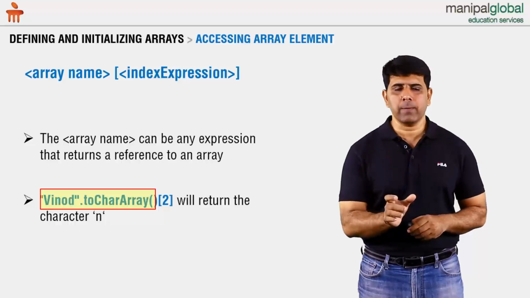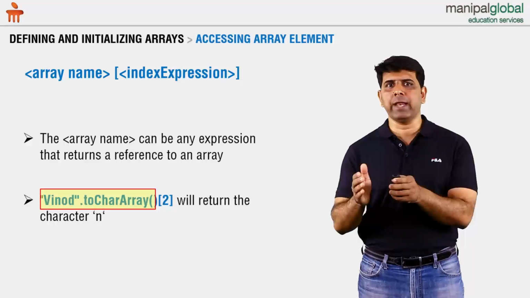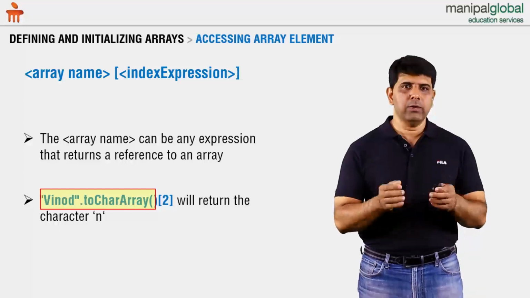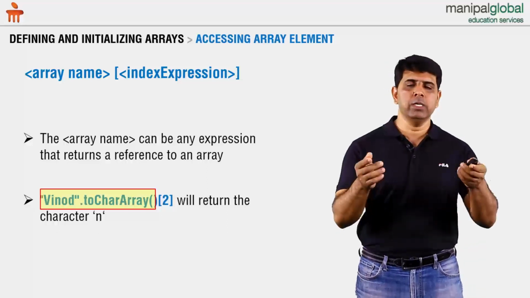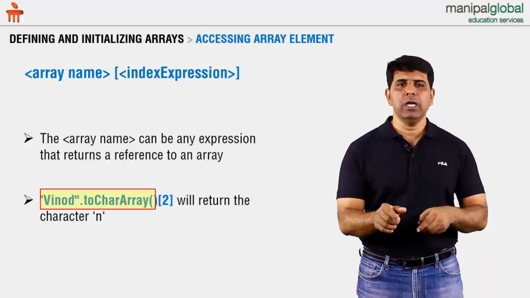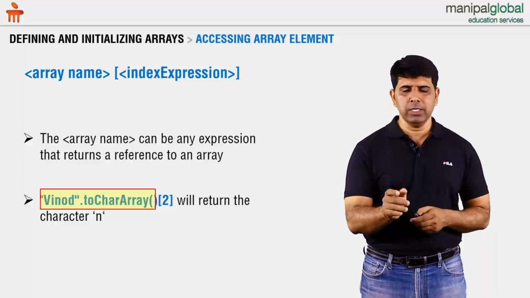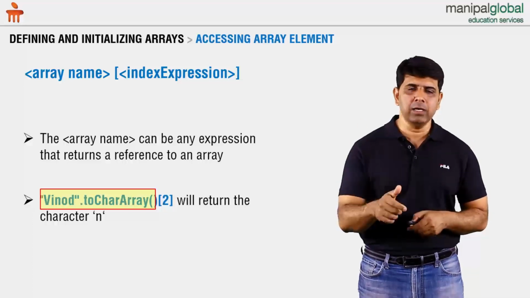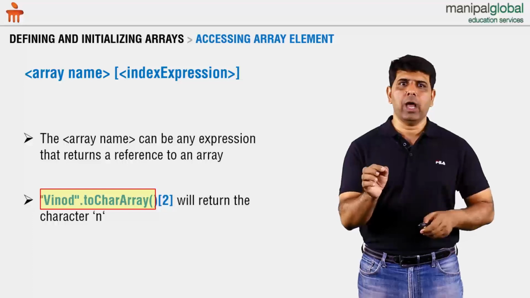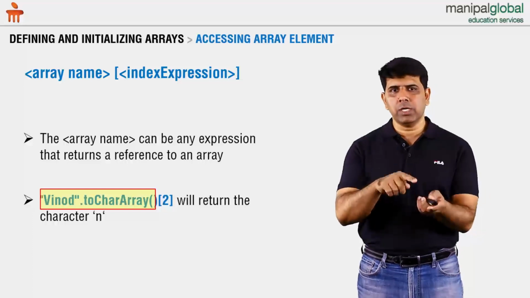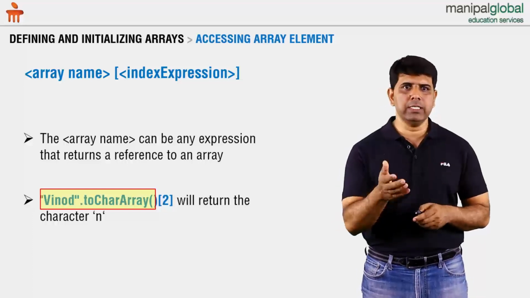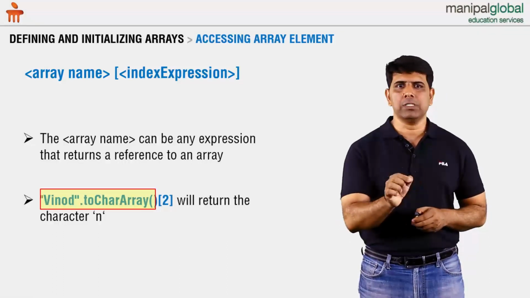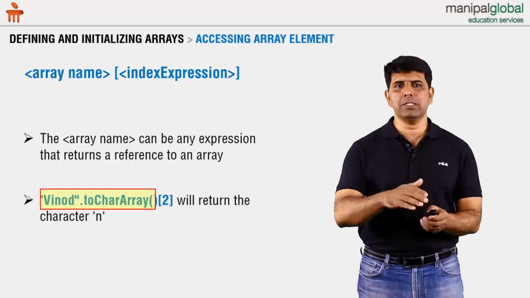Vinod here is a string. Now Vinod.toCharArray will return an array of characters. Since an array of characters is an object, you have an array reference, and using that array reference you say, hey, give me the second element in that array. Since we have a character array and the second, meaning the third positioned value, is n, you get that particular n. The reason is that the index always starts with 0, so 2 means the third element.